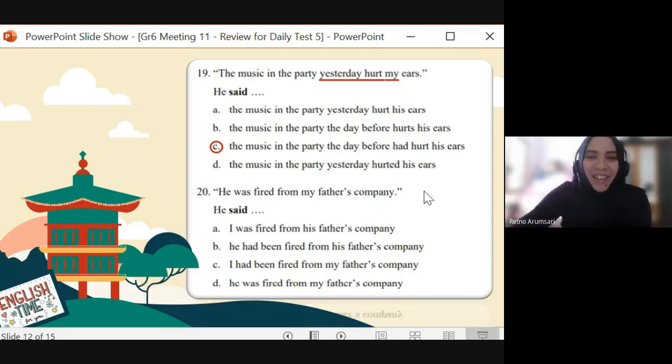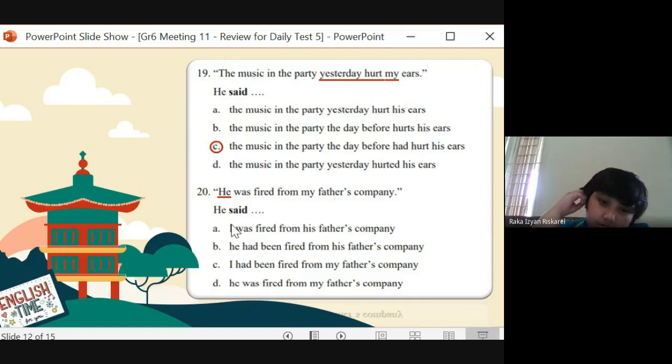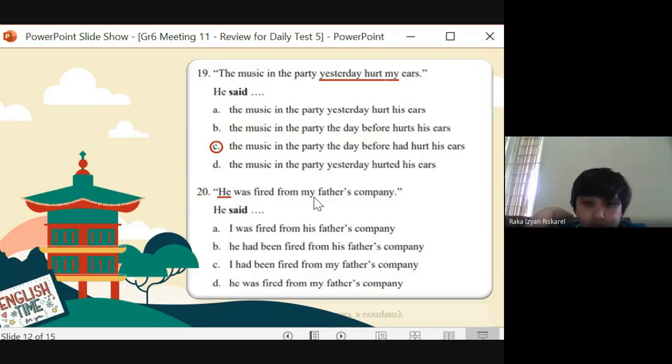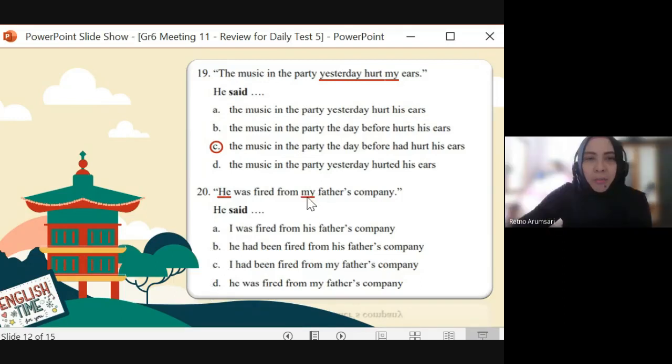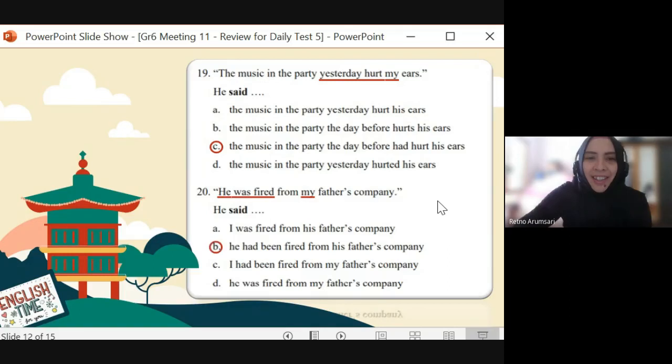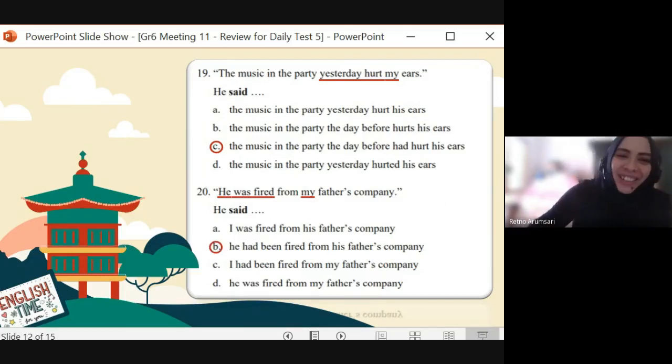Now, who is he here that he was talking about? He is somebody else, right? So, do you need to change he? No, he stays he. So, the answer must be B or D. And after that, my. You change my into his. B. So, the answer is B. That's easy, right? If you look at it like that.